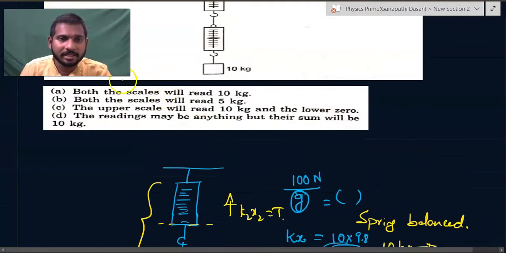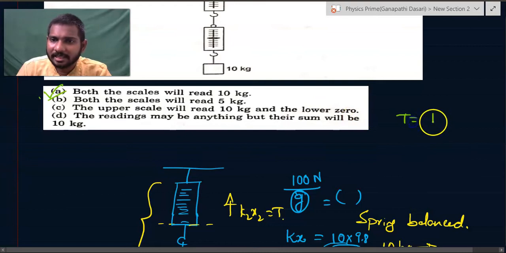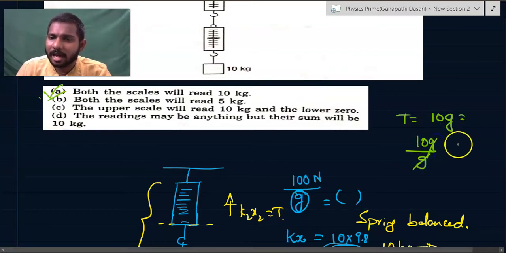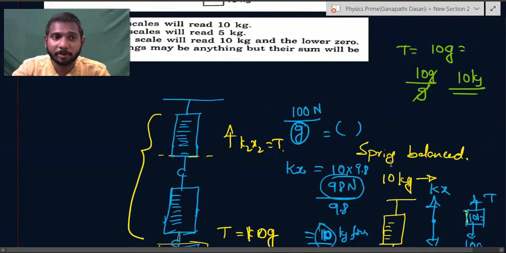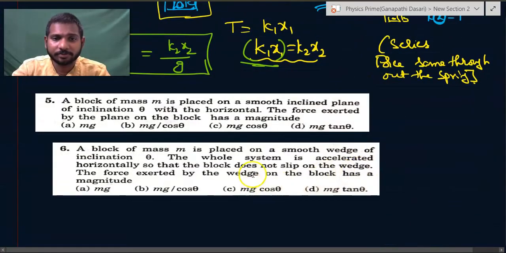What is the answer? Both the scales will read 10 kg. The tension here is 10g. That is, k1x1 is equal to k2x2 is equal to 10g. The reading will be 10g divided by g. So the answer is that 10 kg is the actual reading here. This is an interesting question to be noted. Let us go to the next question.